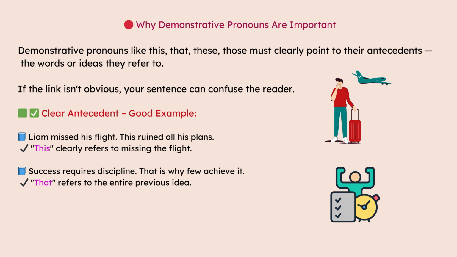Let's look at two good examples with clear antecedents. Liam missed his flight. This ruined all his plans. Here, this clearly refers to missing the flight. Success requires discipline. That is why few achieve it. In this case, that refers to the entire idea in the previous sentence. So always make sure your demonstrative pronoun is pointing to something obvious and clear.